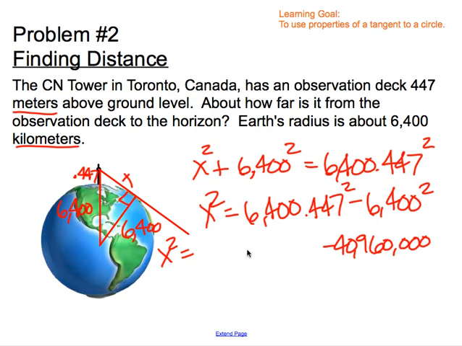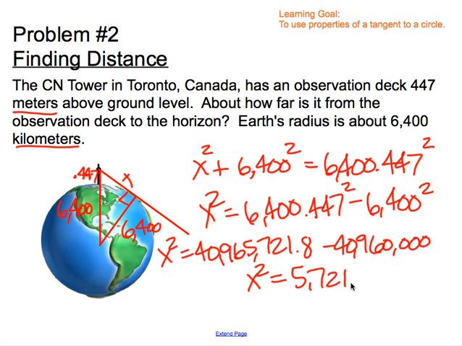6,400.447 squared is about 40,965,721. And for good measure, we'll keep the 0.8. So then you can see that x squared is equal to about 5,721.8. And by taking the square root of this, we find that x is right around 76 kilometers.